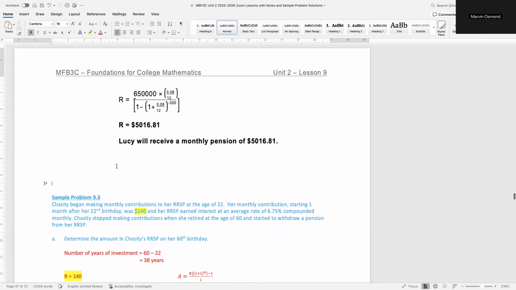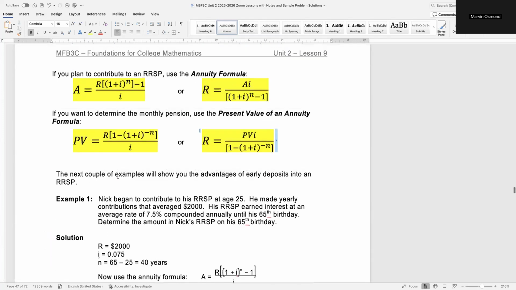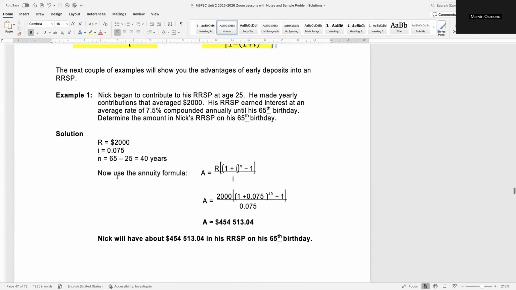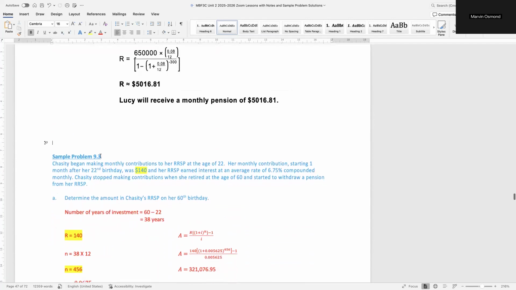So sample problem number 9.3. Is that going to be 9.3? It should be 9.4. Let's come back up here now. I thought this one, yeah, that's 9.3 there. So it's actually going to be 9.4. Okay.